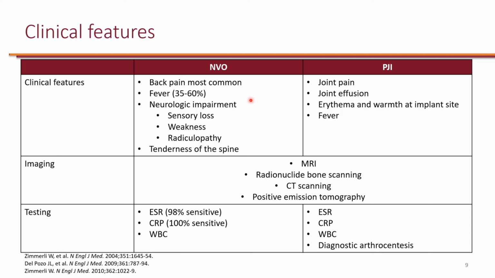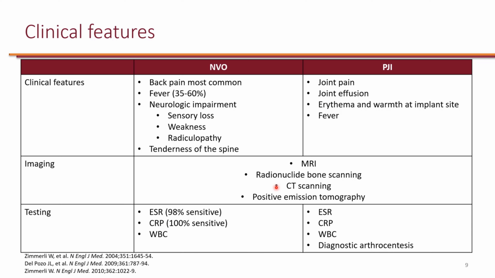For native vertebral osteomyelitis, or NVO, there will often be back pain, tenderness of the spine, fever, as well as neurologic impairments, because this involves the inflammation of the spinal cord. Prosthetic joint infection, of course, involves joint pain and joint effusion, as well as fever, erythema, and warmth at the implant site. For both of these, imaging is key. MRI is the most common one, but we can also use some other types of imaging.